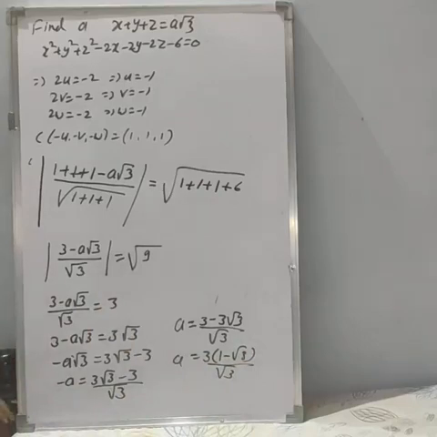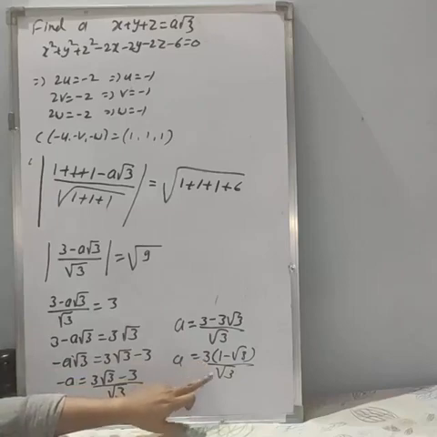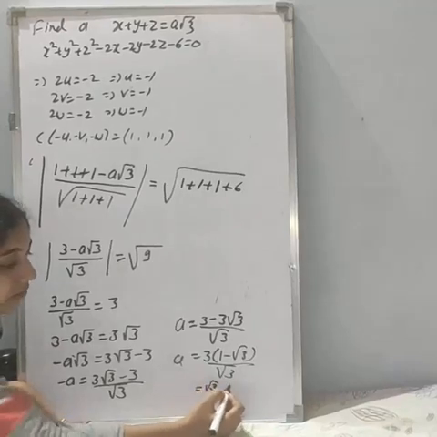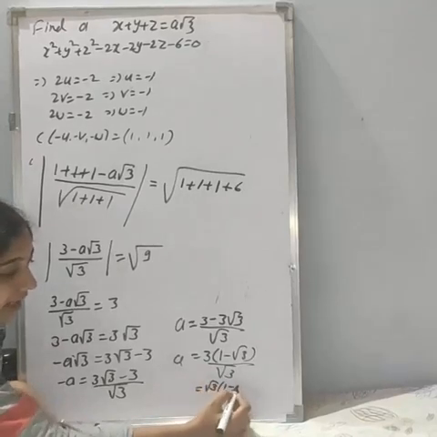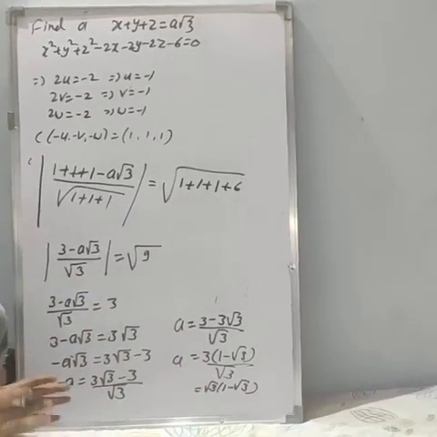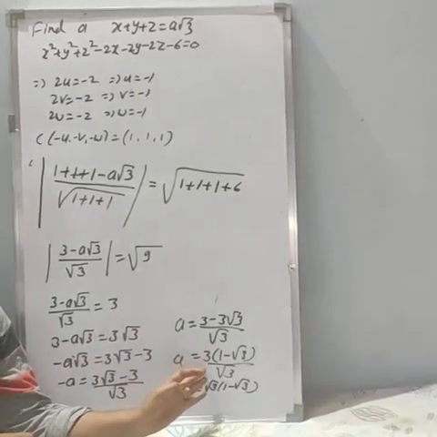Okay, see, we know that we can write this 3 as nothing but root 3 into root 3. If we write this 3 as root 3 into root 3, this root 3 gets cancelled. So here we remain with root 3 in the bracket, 1 minus root 3. Okay, if you want to solve further, you can solve this, or you can keep it here as it is. That is the value of a.